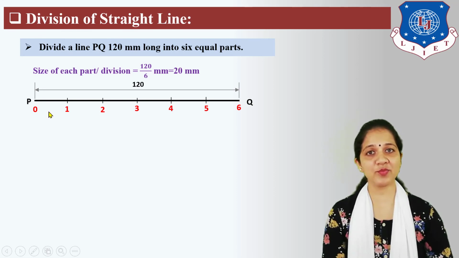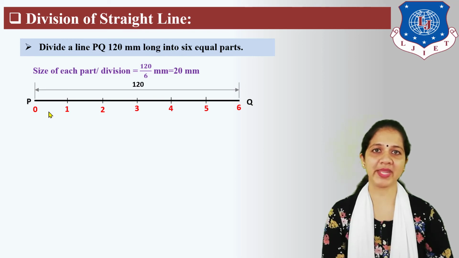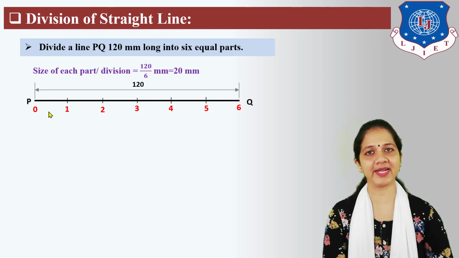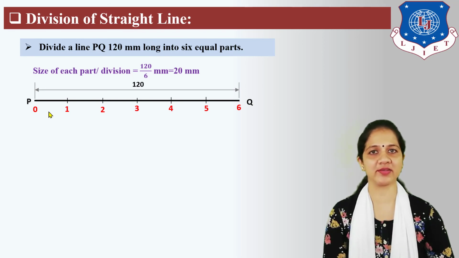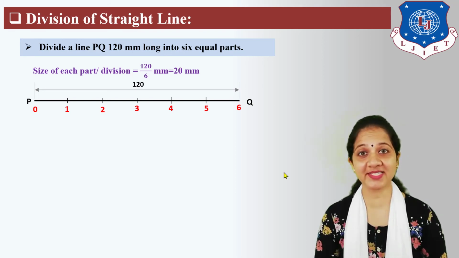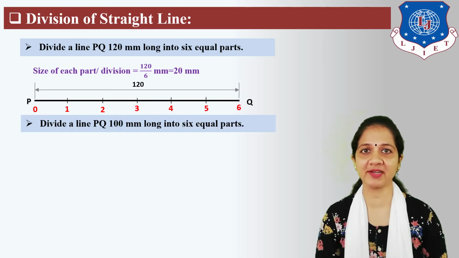Now, it is not possible every time to make the division of a straight line by directly using a scale. In that case, we use the non-conventional method. So let us discuss the non-conventional method with an example. Divide a line PQ 100 mm long into 6 equal parts.